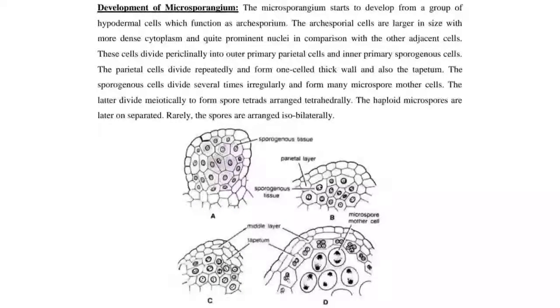The sporogenous cells divide several times irregularly and form many microspore mother cells. The latter divide meiotically to form spore tetrads arranged tetrahedrally. The haploid microspores are later on separated. Rarely, the spores are arranged isobilaterally.